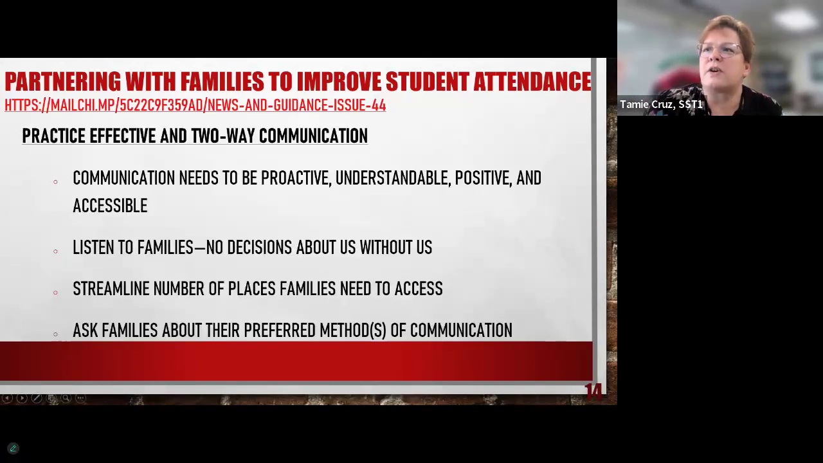All right, so effective two-way communication. The key here is two-way as much as possible. We want to make sure that we are talking, but we're also listening to families and trying to figure out what is the root cause of the student missing school. So for our freshmen who are not getting out of bed, why don't they want to come to school? What is that root cause?